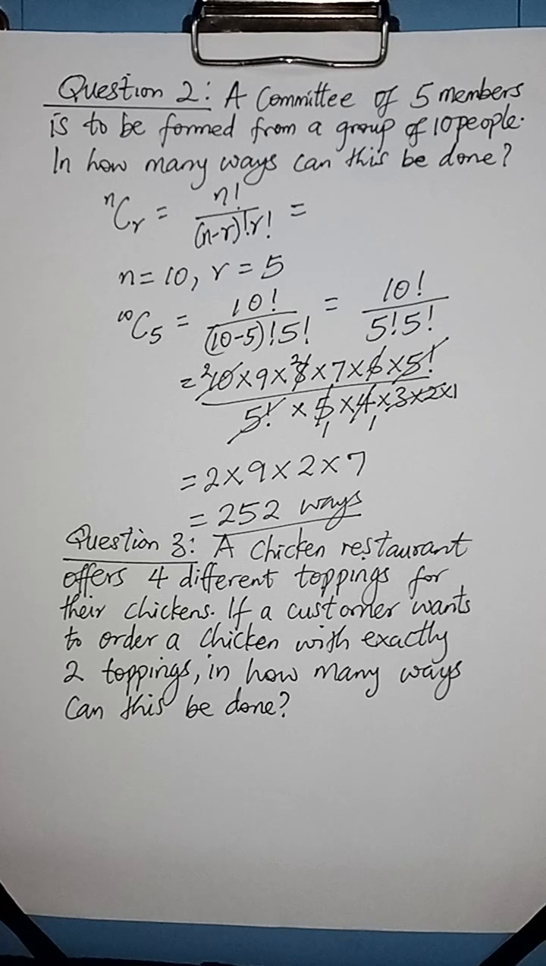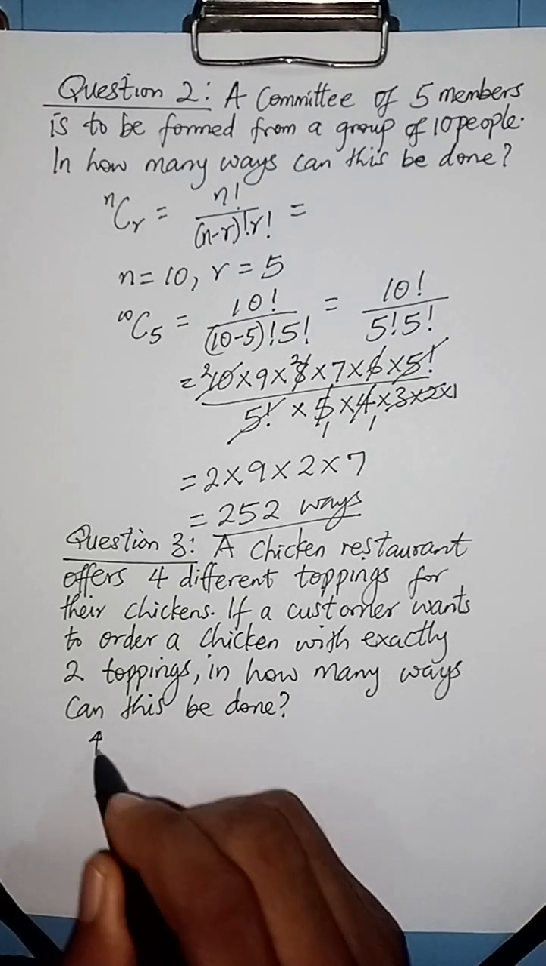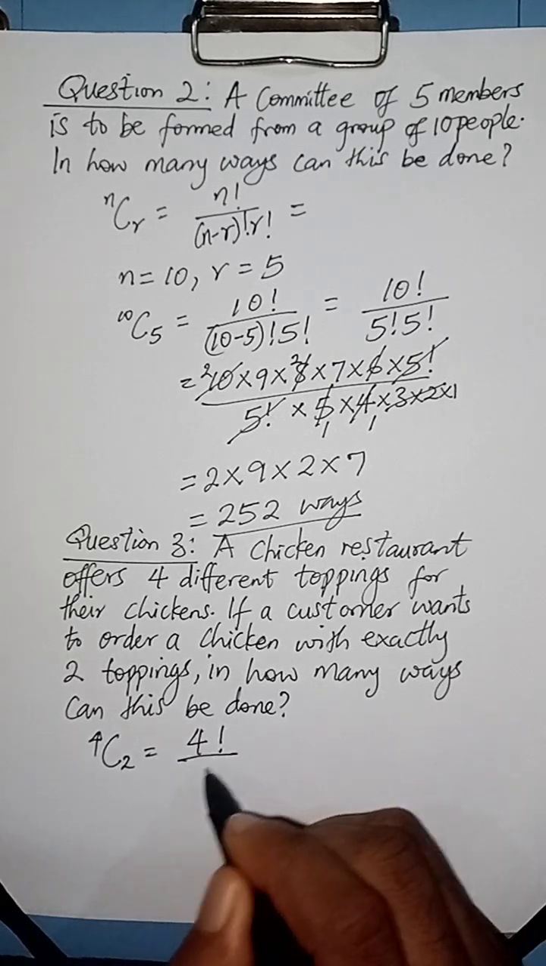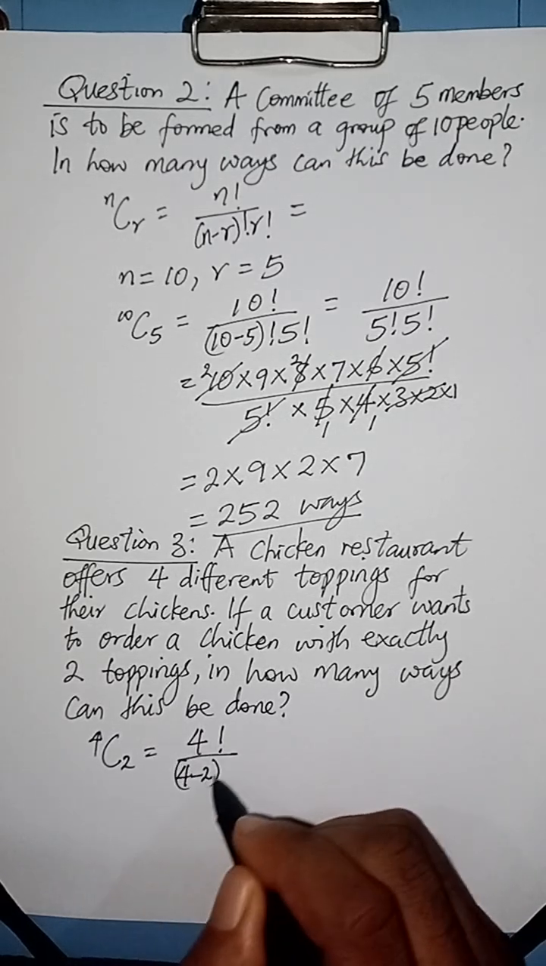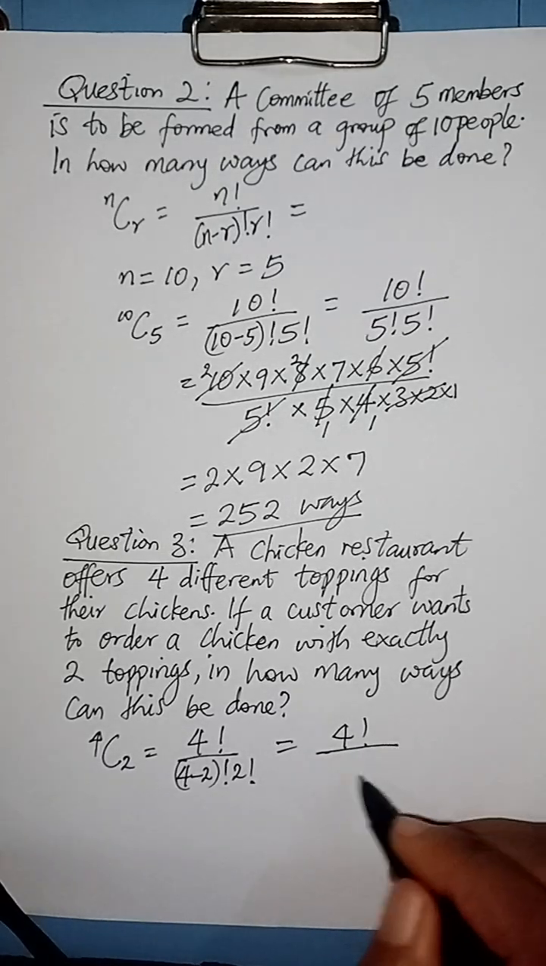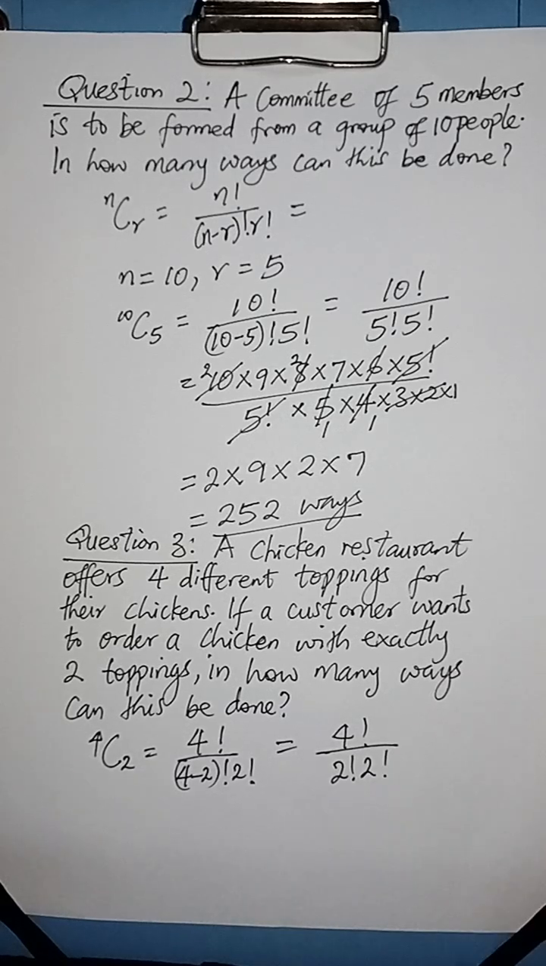A chicken restaurant offers 4 different toppings for their chickens. If a customer wants to order a chicken with exactly 2 toppings, in how many ways can this be done? Again, it's very easy. So 4 combination 2, which is 4 factorial, 4 minus 2 in bracket factorial, 2 factorial. This is 4 factorial, divided by 2 factorial, 2 factorial.